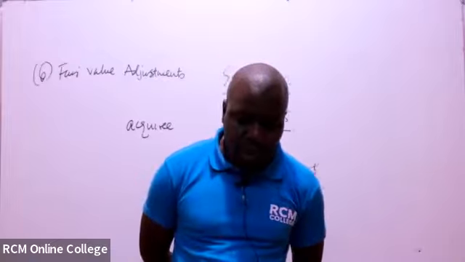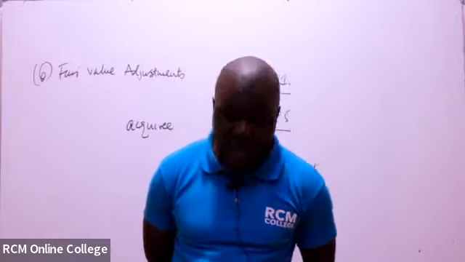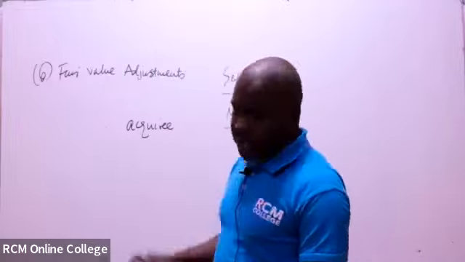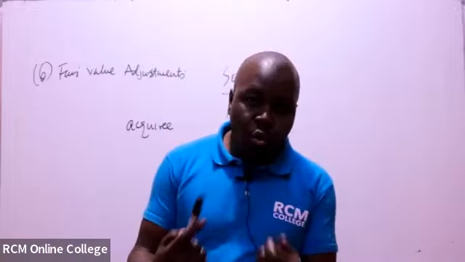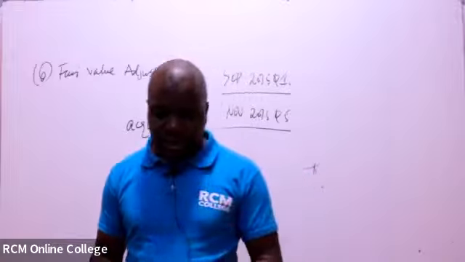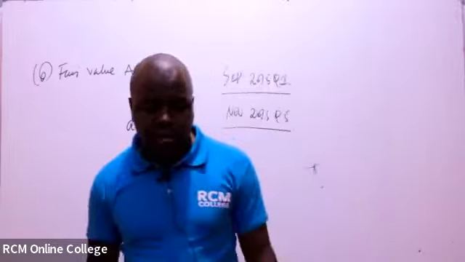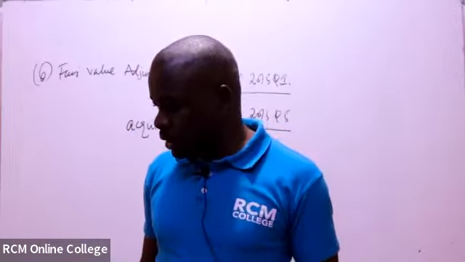IFRS 3 requires the identifiable assets and liabilities of the acquiree, the company being acquired, to be measured initially by the acquirer, the one acquiring, at their fair value at the date of what? At the acquisition date, or the date of acquisition. So that's what we said there.